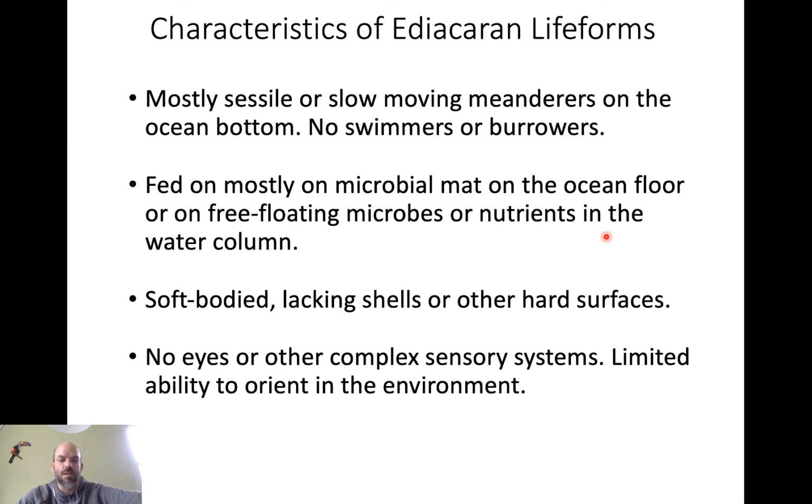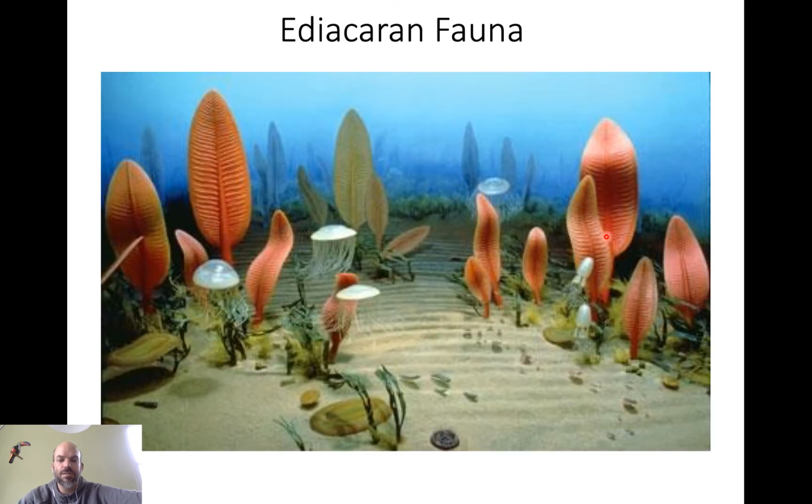As we said, the Ediacaran animals are mostly soft-bodied. There weren't really any shells at this point. That was a big innovation of the Cambrian. No other hard surfaces. And also, do you see any heads in this picture? Do you see any eyes?